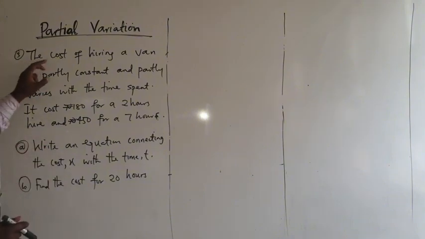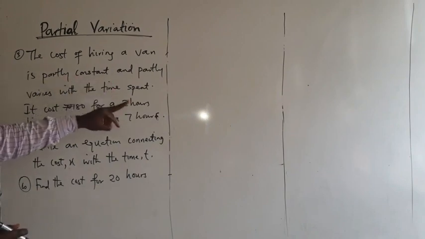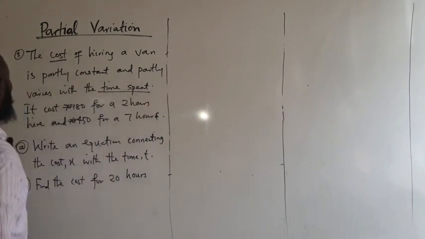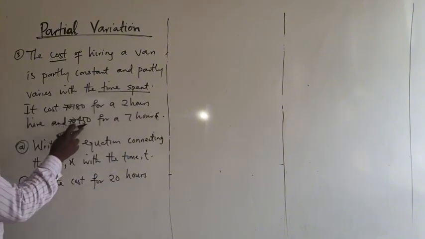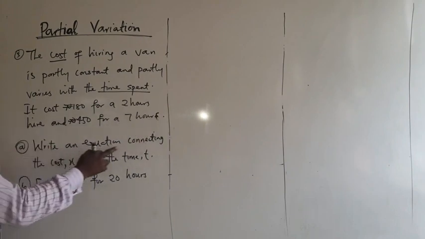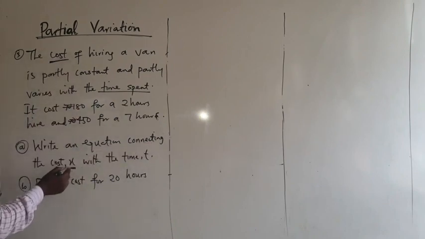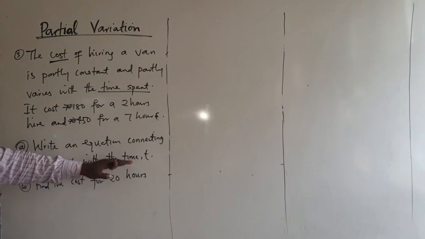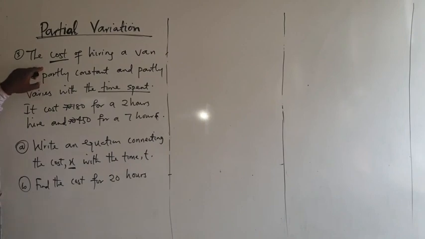Now let's read it. The cost of hiring a van is partly constant and partly varies with the time spent. So which means we are looking at the cost and the time spent. So it costs 180 naira for a 2 hours hire and 450 naira for a 7 hours hire. So A, write an equation connecting the cost, that is, they are representing the cost by X, with the time, that is, the time is represented by T. So these show us what are the variables to use for this question. In that case, we can then come back to the question and interpret.